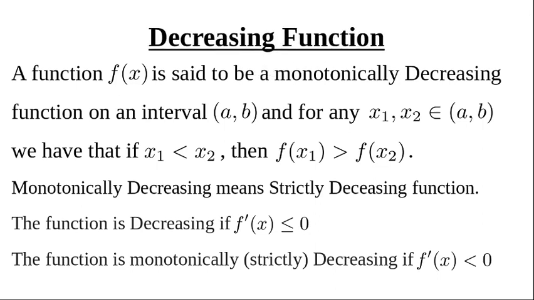Similarly, what is a decreasing function? A function f of x is said to be monotonically decreasing function on an interval a comma b. For any x1 comma x2 belong to a comma b, we have that if x1 less than x2, then f of x1 greater than f of x2.